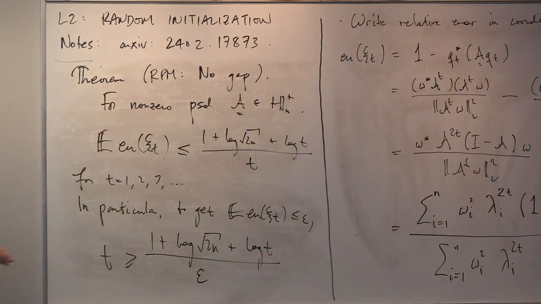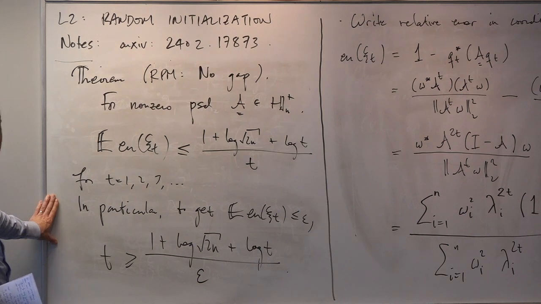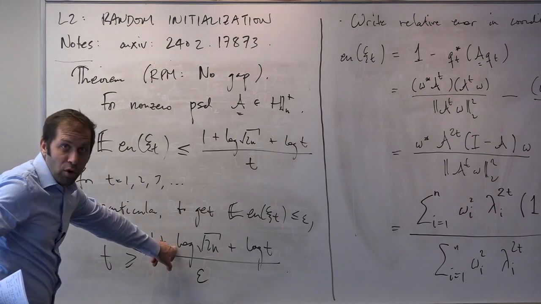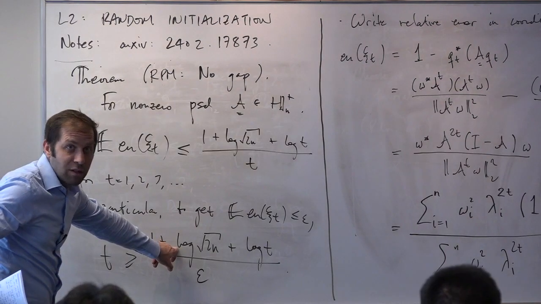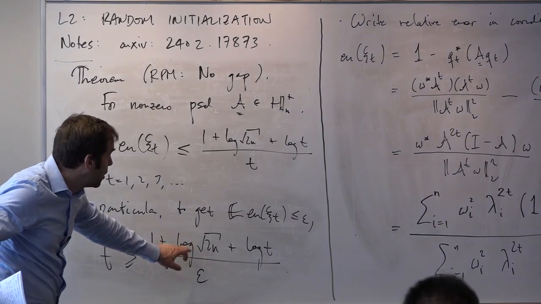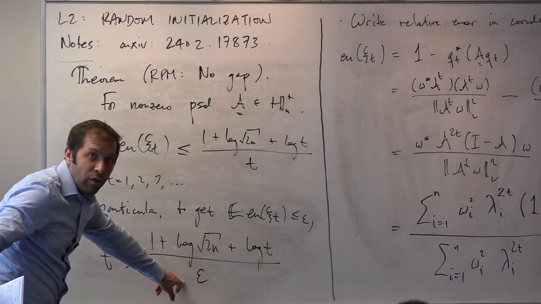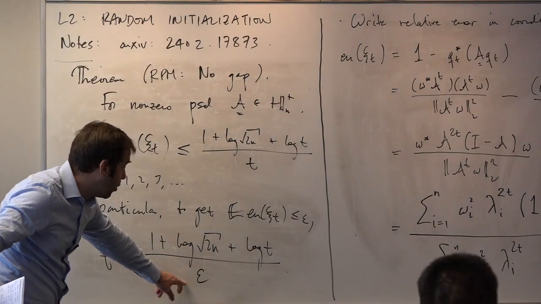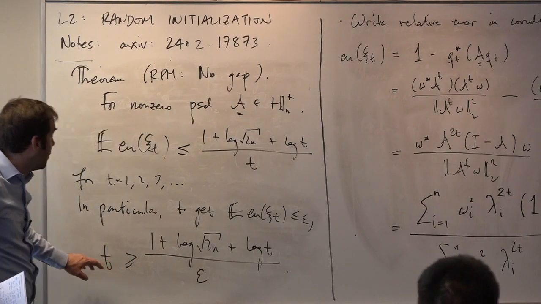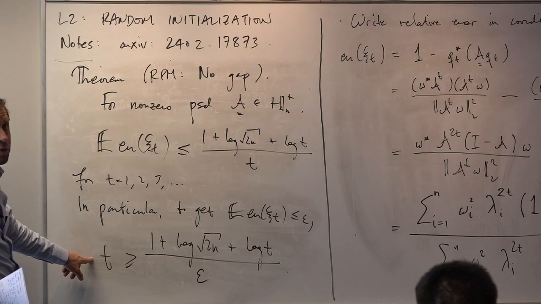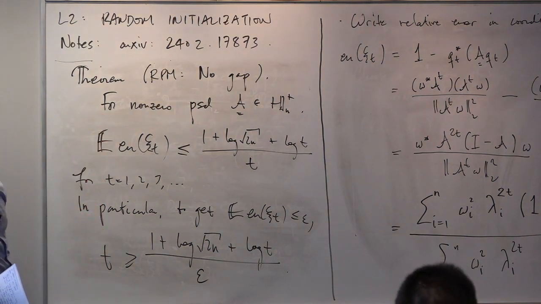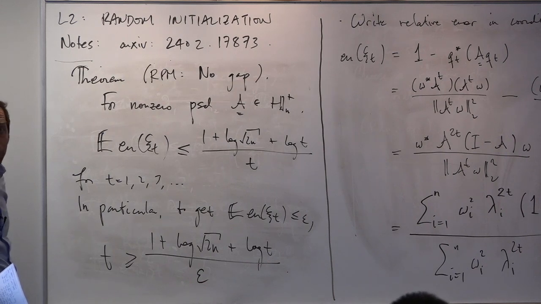So if you compare this result with the one that I just erased, so that was bad manners, sorry, you see that there's still a burn-in period. You need about log n steps before anything happens. And now the convergence is polynomial in epsilon. Okay, so if you want to get down to error epsilon, you need 1 over epsilon steps. So that is much worse than the log 1 over epsilon we saw before.